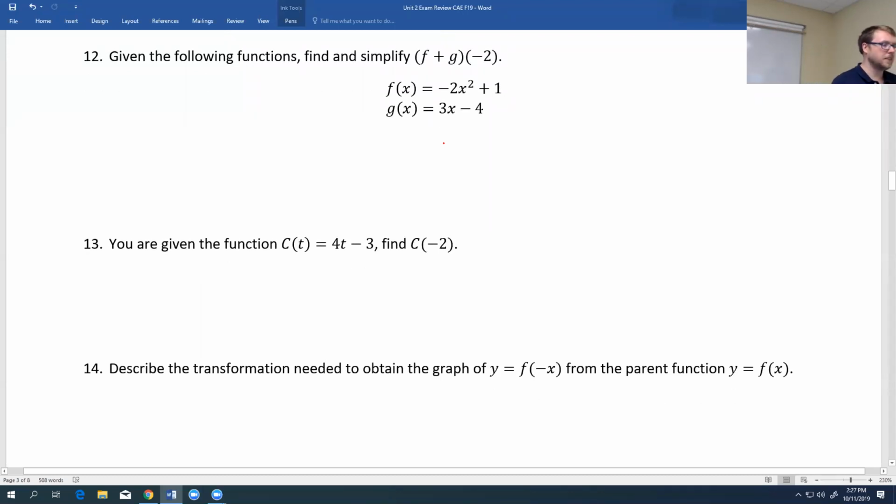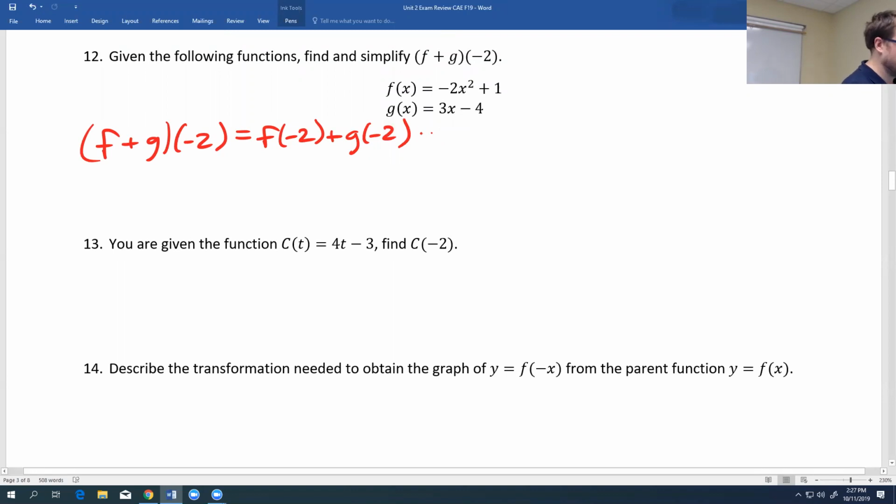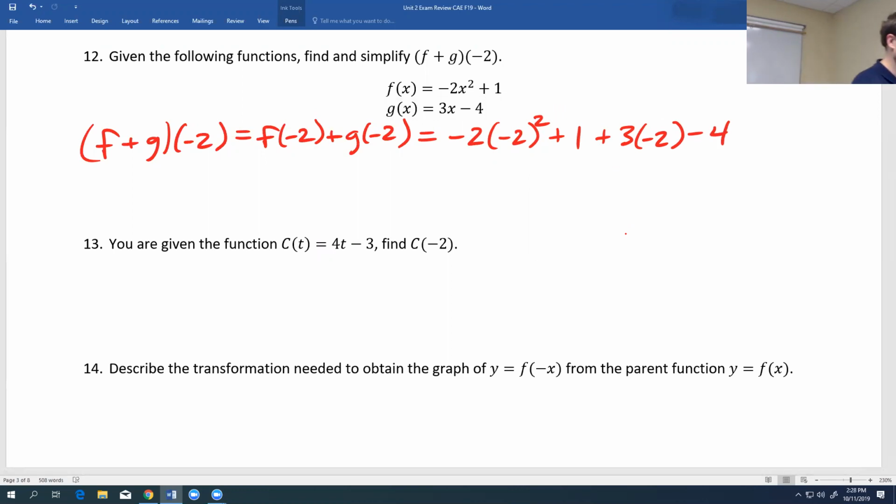Given the following functions, find and simplify f plus g of -2. So if I see f plus g of -2, that's just a fancier way of writing f of -2 plus g of -2. Okay. So then f of -2 is going to be -2 times -2 squared plus 1. And then g of -2, I'm going to have plus 3 times -2 minus 4. And now this has just turned into an order of operations problem. If you type this into a calculator exactly how it's written, your calculator will get the order of operations correct on this.